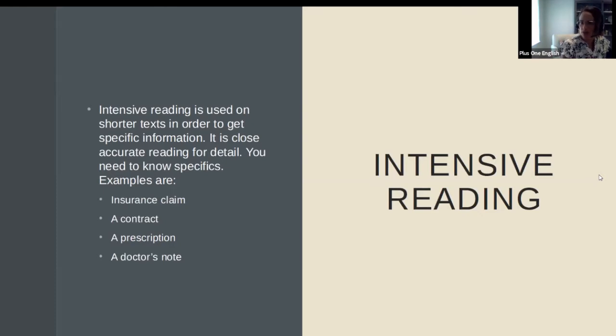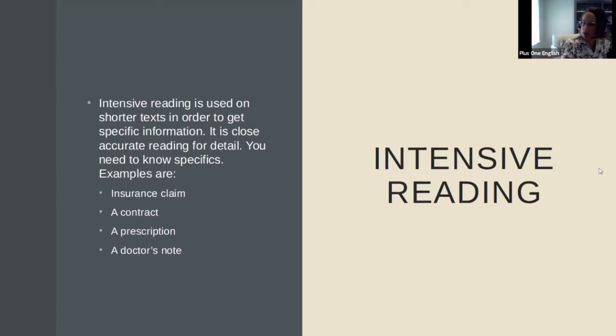A contract, the same thing. If you enter into a contract, you want to know what the conditions are. Is this contract for 1 week or is it for 1 year? You need to know every single word. You're going to spend time looking up every word in that contract if you don't know it.